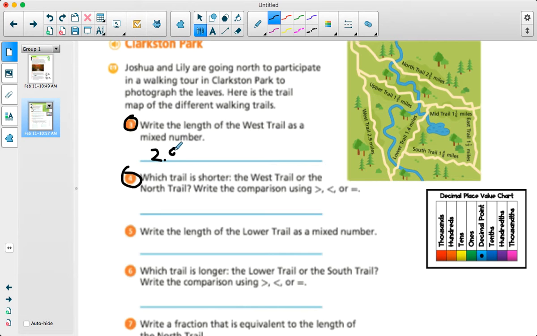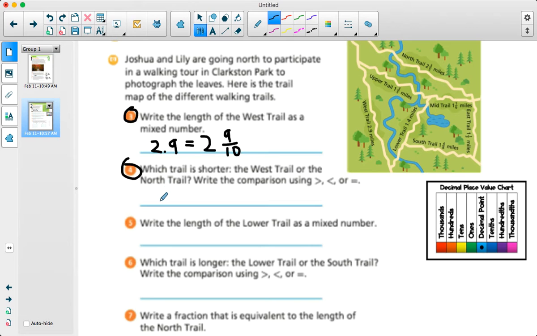And if I look here, I put a place value chart here, and tenths is the first spot over. So when I see that, I know that 2 is my whole number. So I'm going to go ahead and write 2 as my whole number. And I know that 9 is going to be my numerator. And since it's tenths, I hear the 10 in there, I know that it's going to be 9/10. So it's 2 9/10. So that's how I would write the West Trail as a mixed number.